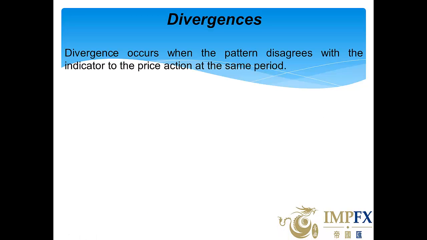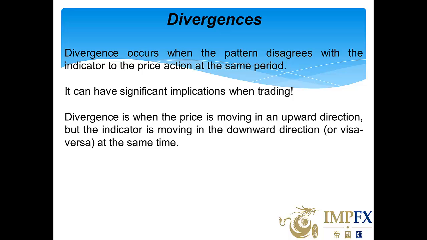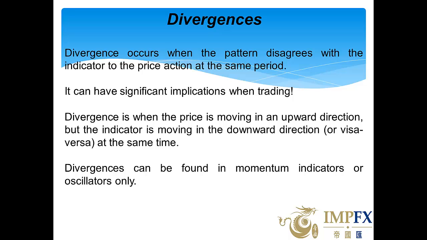Divergence. Divergence occurs when the indicator disagrees with the price action at the same period. It can have significant implications when trading. Divergence is when the price is moving in an upward direction, but the indicator is moving in a downward direction, or vice versa at the same time. Divergence can be found in momentum indicators or oscillators only.